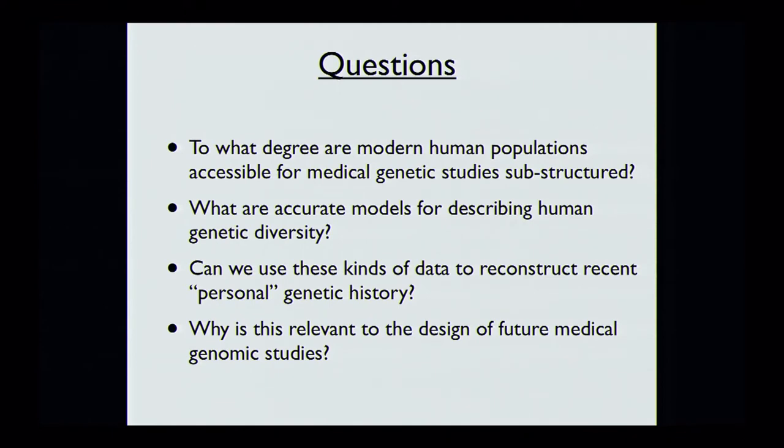So we need to understand to what degree are human populations that are going to be enrolled in such medical genetic studies substructured and different from one another? What are accurate statistical models for describing this sort of variation within the confines of doing medical genetic studies? How should we or can we use these kinds of genetic data to reconstruct personal genetic history? And why might that be important in this context? And what does it tell us about the design of future medical genetic studies?